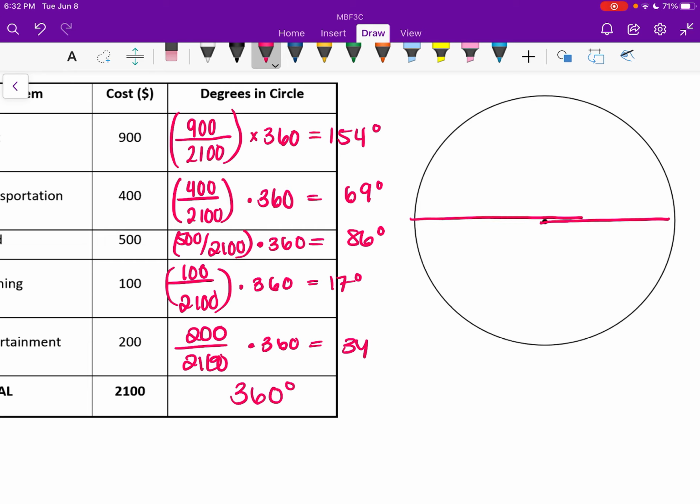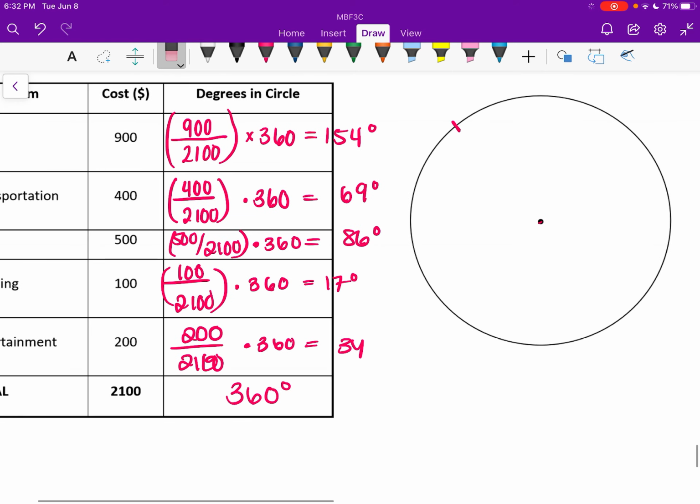And then put your protractor right in the middle and measure out 154 degrees. So I'm going to go ahead and measure out 154 degrees, and I'm just going to use my ruler or my protractor, whatever I'm using, right? And draw a line saying, okay, that piece of my pie is going to be 154 degrees, right? So this is going to be rent. The next one is going to be 69 degrees.